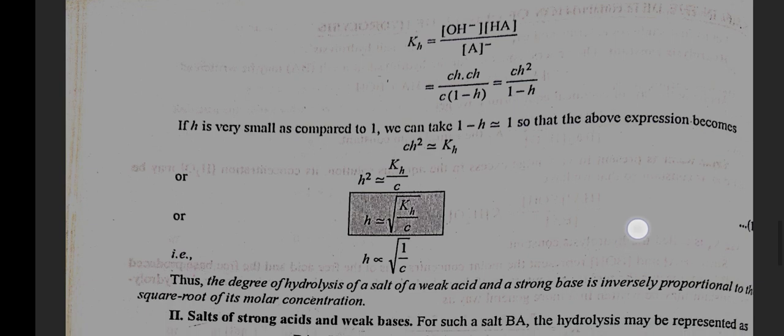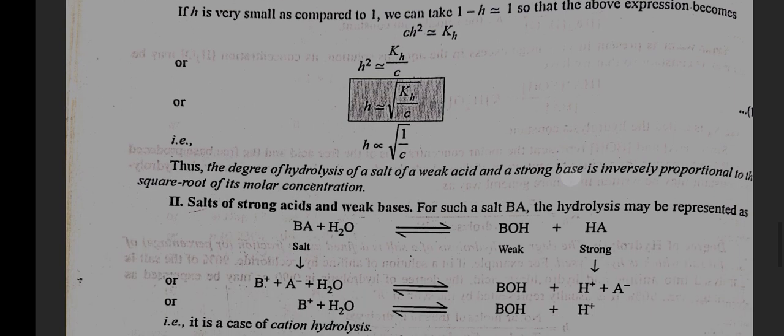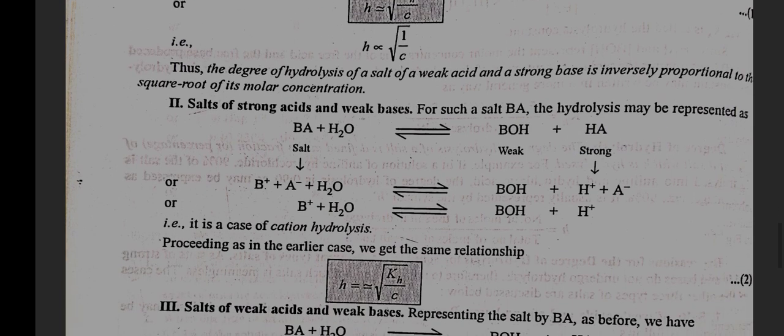KH is equal to (Ch) whole square divided by C(1 minus h). If h is very small as compared to 1, we can take 1 minus h similar to 1, so that the above expression becomes h is directly proportional to under root of 1 by C. Thus, the degree of hydrolysis of a salt of weak acid and a strong base is inversely proportional to the square root of the molar concentration.